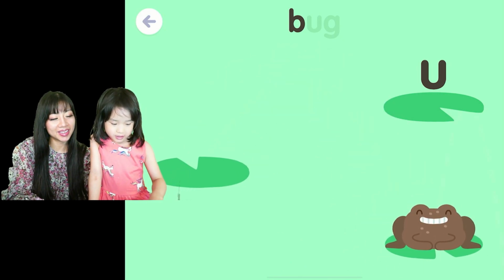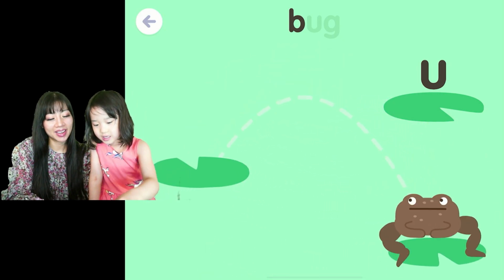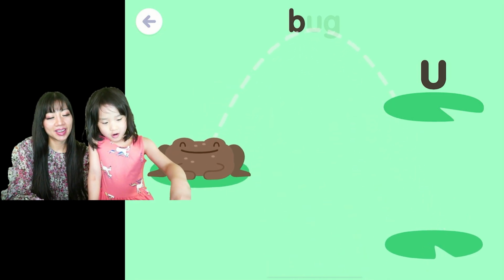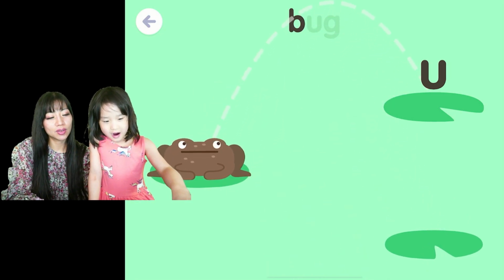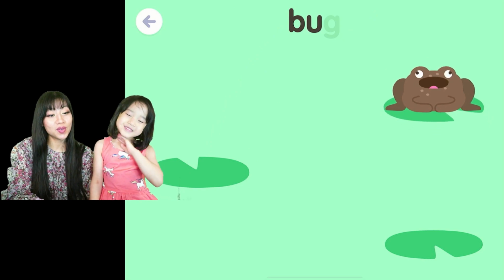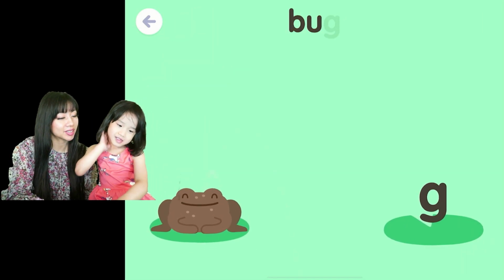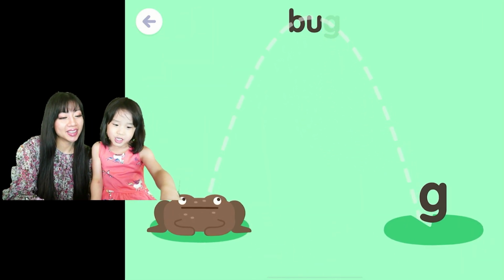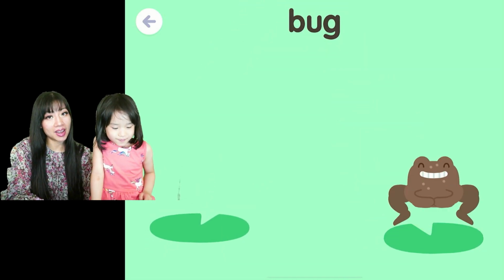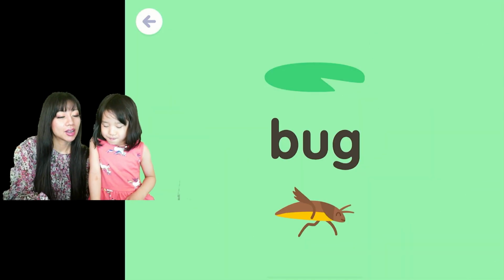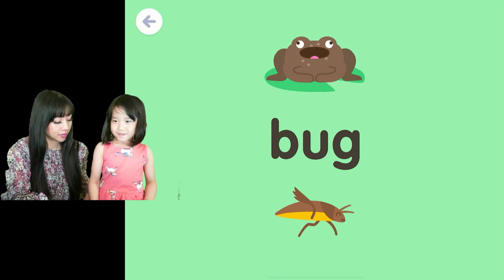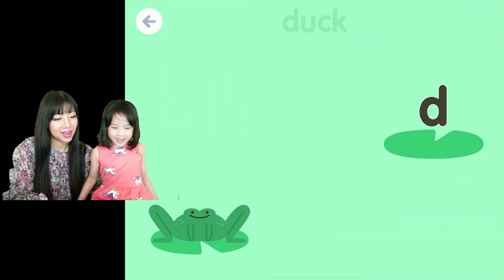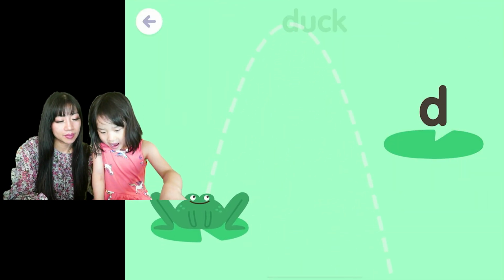You got candy instead? Okay. This is where he takes a break. U! I wonder what the next letter is. G. Yes, you got it right. You got it right. Bug. Bug. Let's see. What's the next letter?